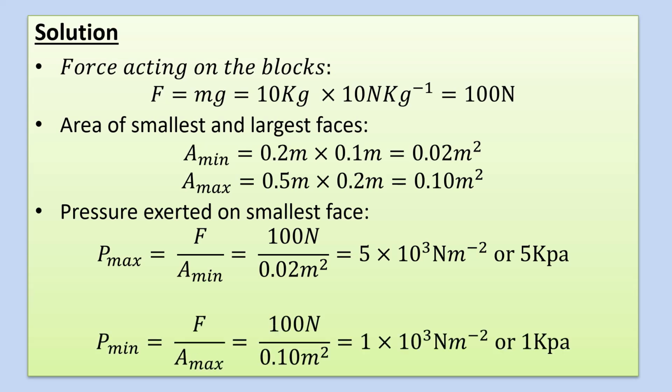The minimum pressure, that is pressure exerted when the body is lying on its largest face, is given by 1 times 10 raised to 3 newtons per square meter, or 1 kilopascal. So you can notice the difference between the two, that having the body stand on its smallest face exerts a pressure of 5 kilopascals, and just twisting it to lie on its largest face reduces the pressure to 1 kilopascal.